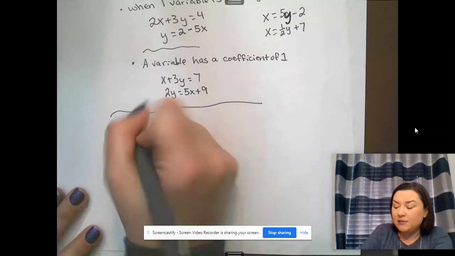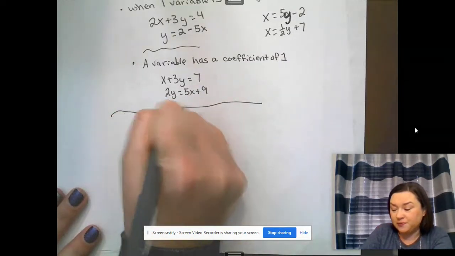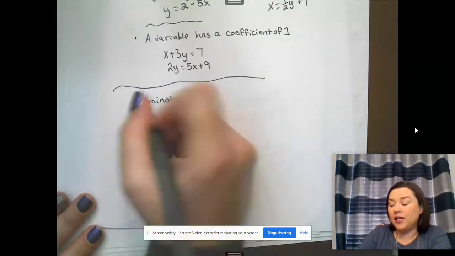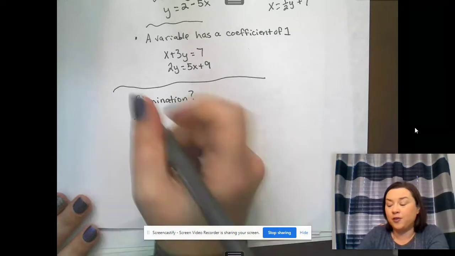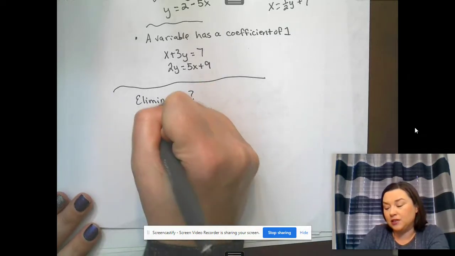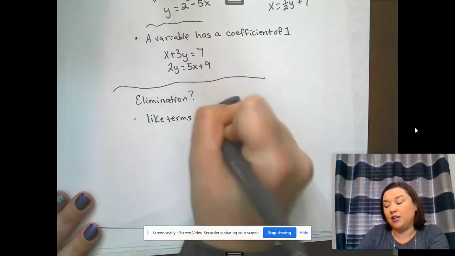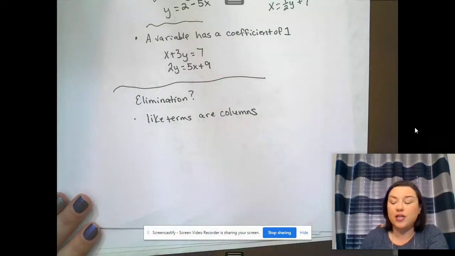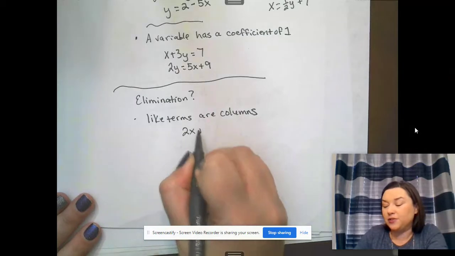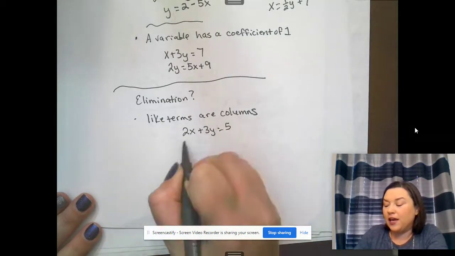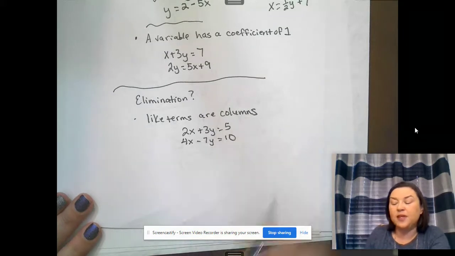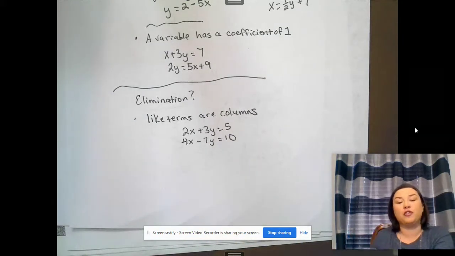When is it best to use elimination? First of all, when the like terms are in columns, it's good to use that. So maybe 2x plus 3y equals 5 and 4x minus 7y equals 10. They're in columns. Yes, you'd have to multiply there, but they're already in the columns for you.